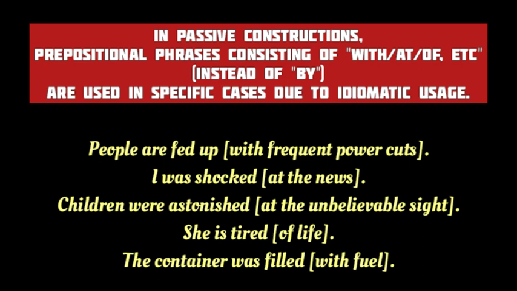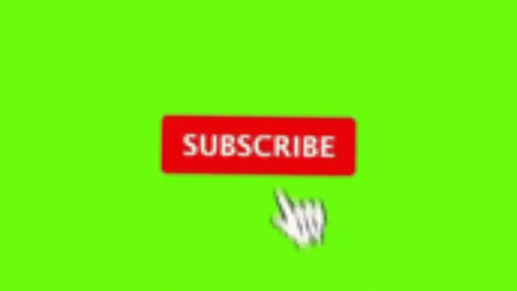In the third example, the prepositional phrase at the unbelievable sight has been used after the past participle astonished and not the by phrase. The prepositional phrase of life has been used instead of the by phrase after the past participle tired, in the passive construction, she is tired of life. And in the last example, the prepositional phrase with fuel has been used instead of the by phrase after filled. These are some exceptional idiomatic uses where the by phrase is not used.